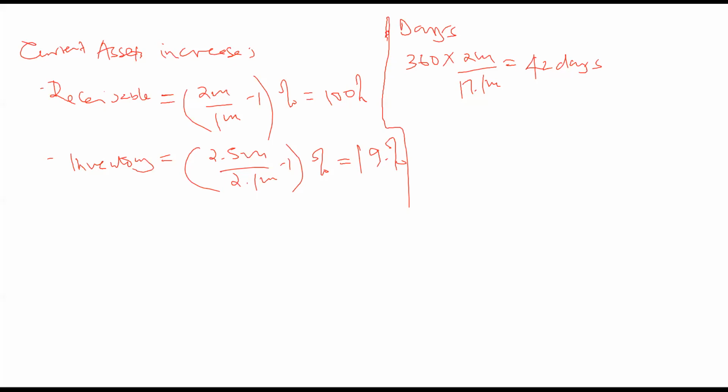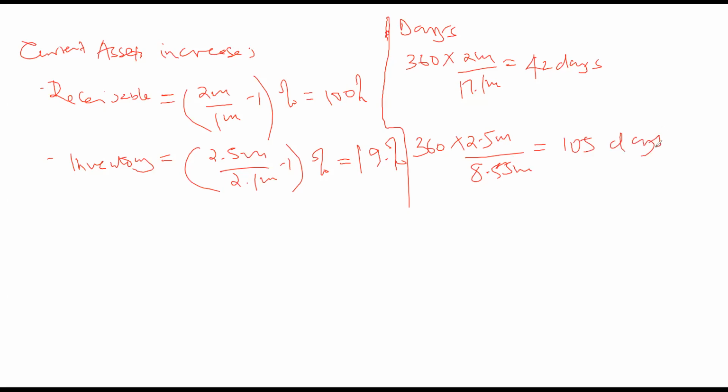For the industry, how many days is it taking? The industry is taking 65 days. Let's see how long it takes this company. 365 days, we multiply by inventory. Inventory is 2.5 million. We divide by the cost of sales, which is 8.55 million. How many days is the company taking to convert the inventory into a sale? 105 days. 105. Well, that's very huge.